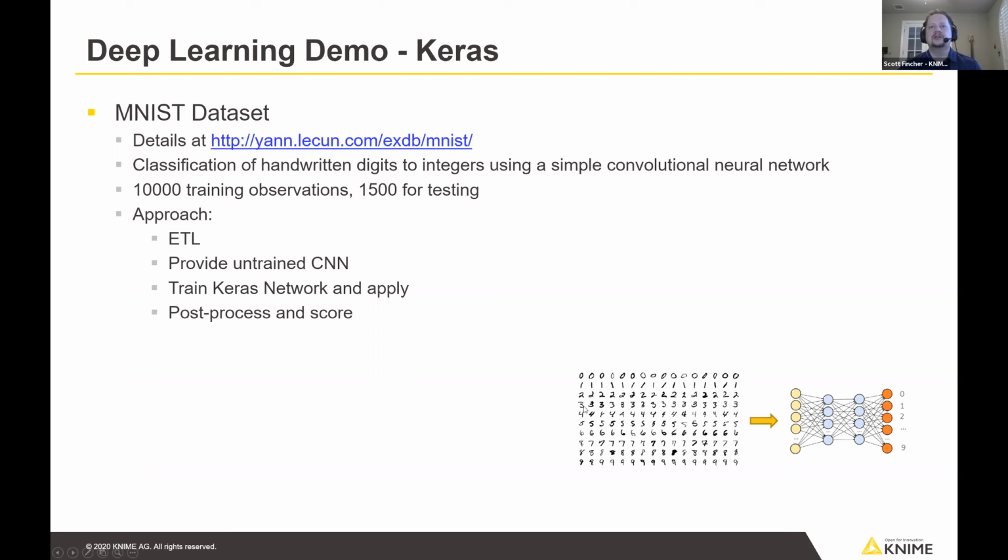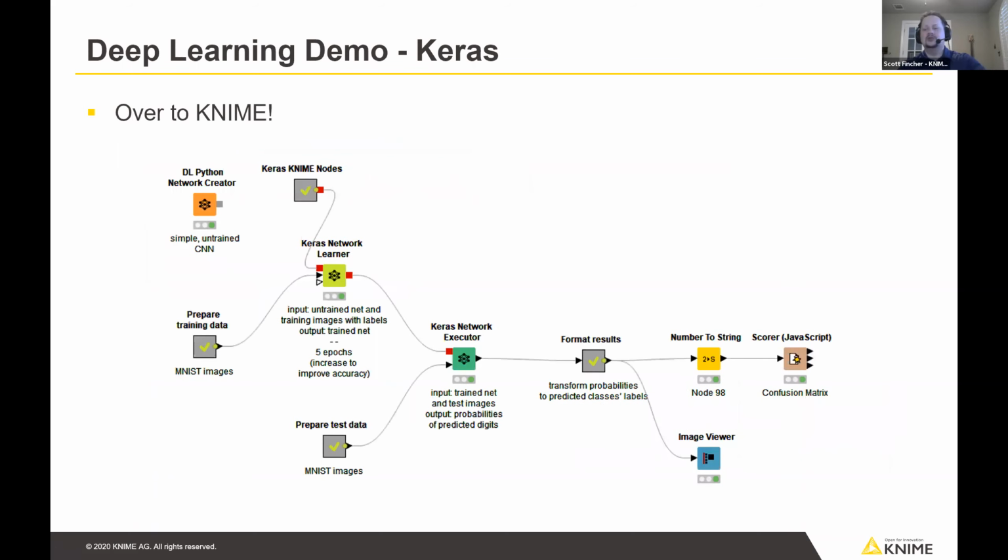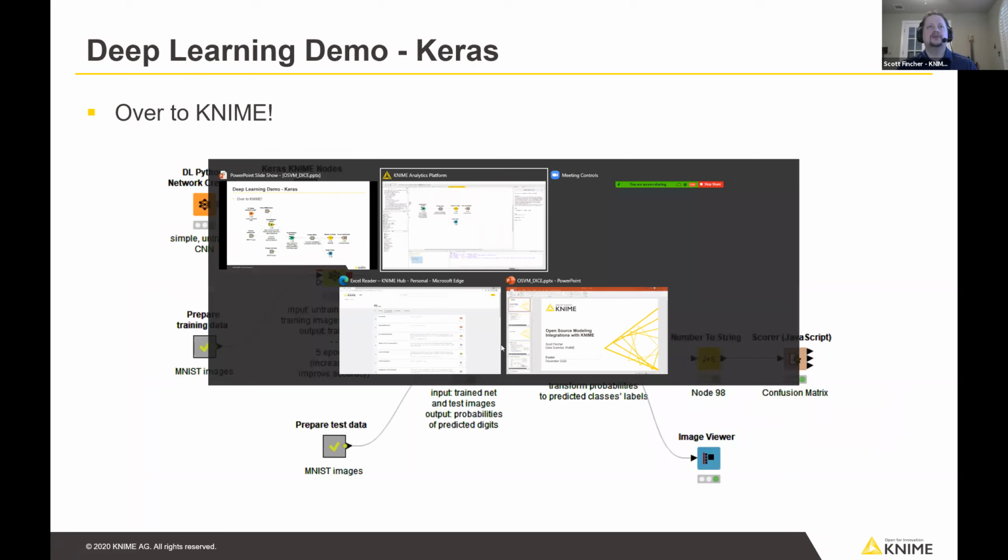So it's going to look at the number 3 that someone wrote and go, that's a 3. And hopefully it doesn't say that's an 8. Although sometimes it will get it wrong. So how do we do this within KNIME? Let's look at the workflow.